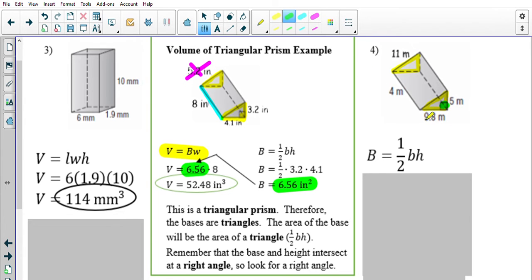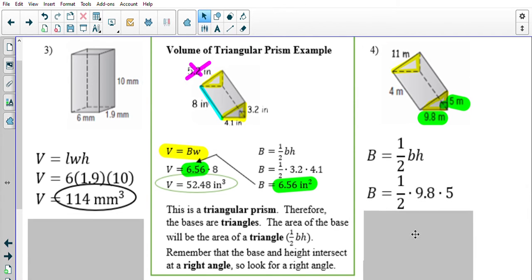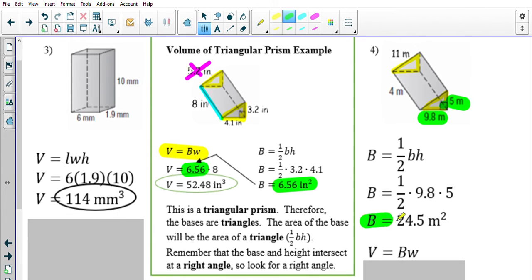So I'm going to highlight those numbers because we're going to use those in this formula. So we're going to do half times 9.8 times 5. That's going to get us an area of the base of 24.5 meters squared. And again, that's the area of the triangular base. So we're going to replace capital B with 24.5.